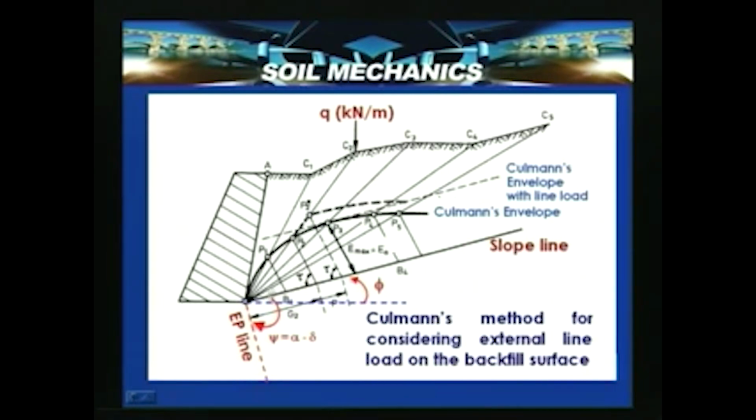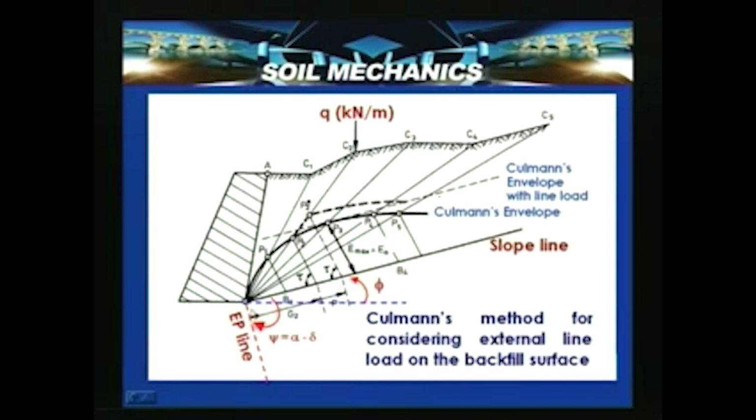Here, when you look, we have drawn lines like BC1, BC2, BC3, BC4, BC5 passing through the heel of the wall. B is the point here. Then we find the weight of the wedge ABC1, and represent the weight of this wedge along the slope line to a suitable scale. Similarly, determine the weight of the wedge ABC2, determine its scale and then put it on the slope line.